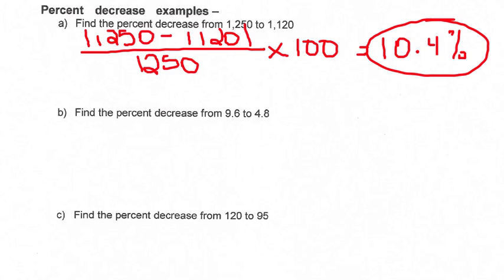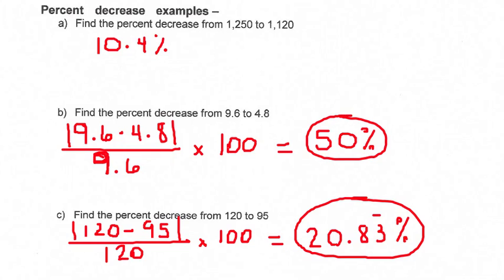When you're ready to check your answers, press play. And the answer for B is a 50% decrease, and for C it's a 20.83% decrease. Now put a line over top of the 3 because remember that 3 is a repeating decimal. So I just placed the line over top of it to show that the 3 keeps going on and on. You could have also said a 20.8% increase. I would have accepted that as well.